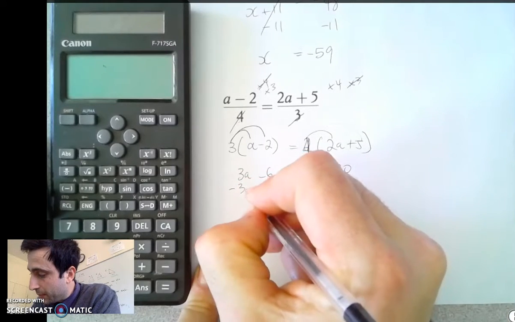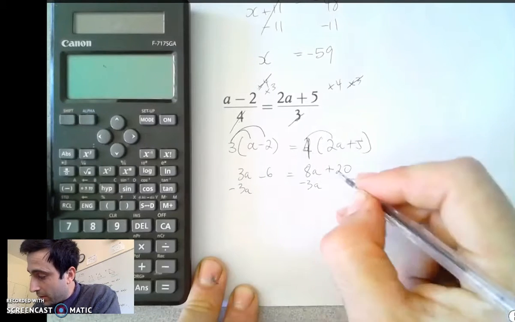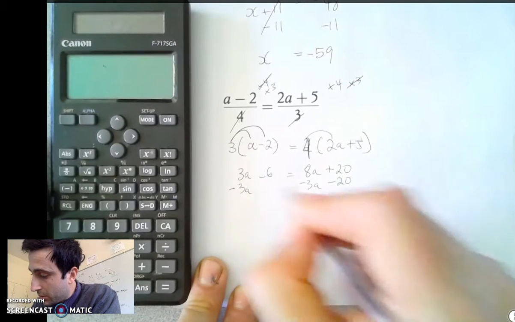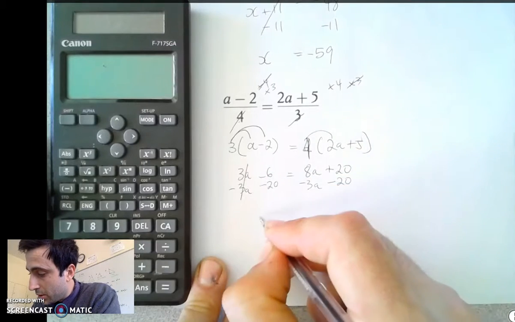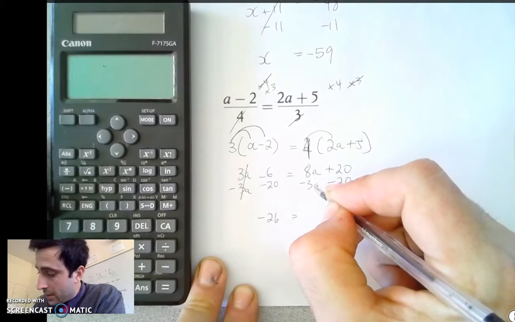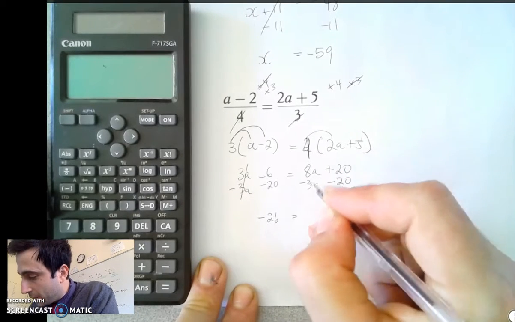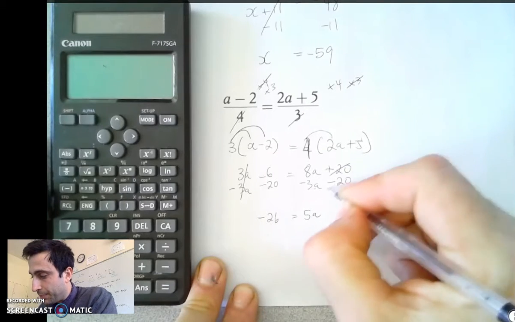Minus 3a, minus 3a. And if we're moving it to this side, we have to get rid of these. Minus 20, minus 20. They cancel out. Minus 6 minus 20 is minus 26. Minus 8a minus 3a. Should I say 8a minus 3a is 5a. Positive 20 minus 20. They cancel out.